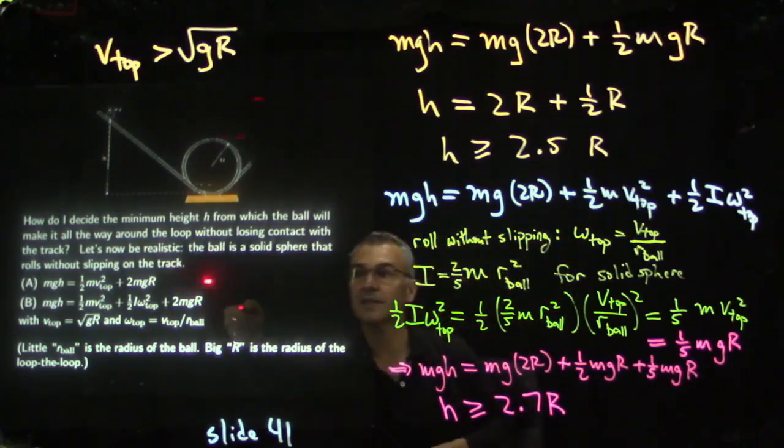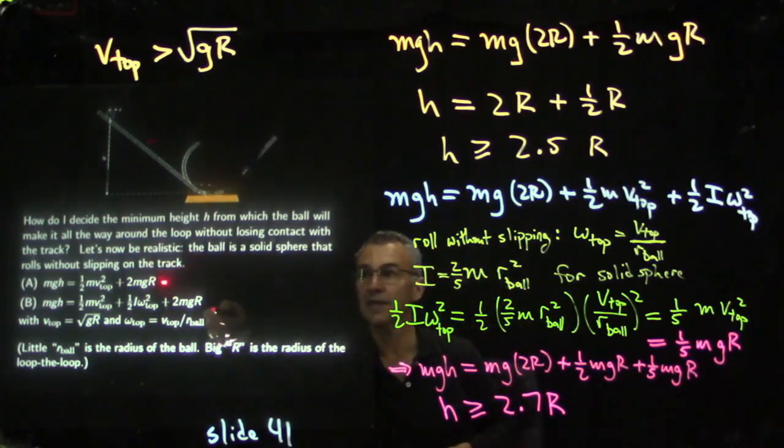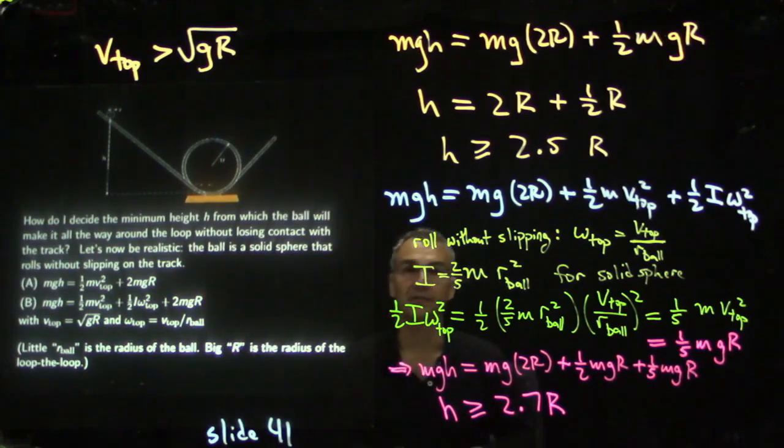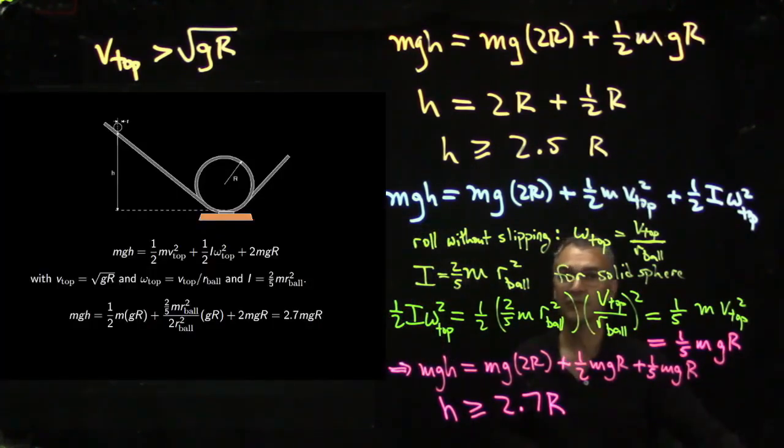So I'd like it if you can follow your way to answer A. Following your way additionally to answer B, I'd say, is kind of an extra credit level of understanding. And that final result is summarized on slide 42.